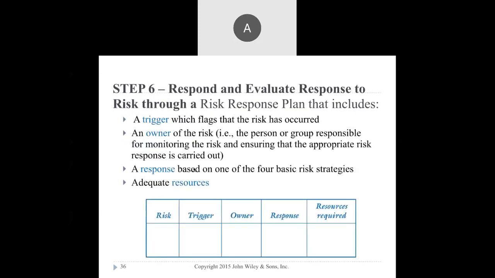And finally, after we have monitored and controlled, we need to evaluate the response, right? Respond and evaluate response. Okay. To read through a risk response plan that includes a trigger which flags that the risk has occurred, and an owner of the risk, for example, the person or group responsible for monitoring the risk and ensuring that the appropriate risk response is carried out. A response based on one of the 4 basic risk strategies, adequate resources. Okay, you can evaluate the response, since you already have strategies, so when anything happens you evaluate.